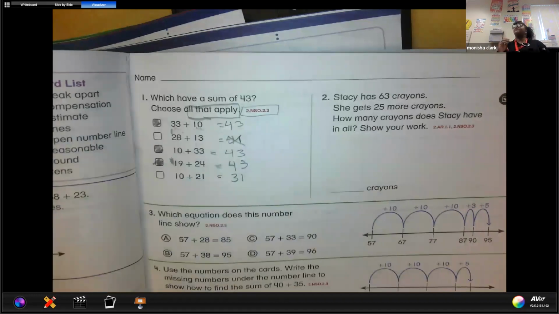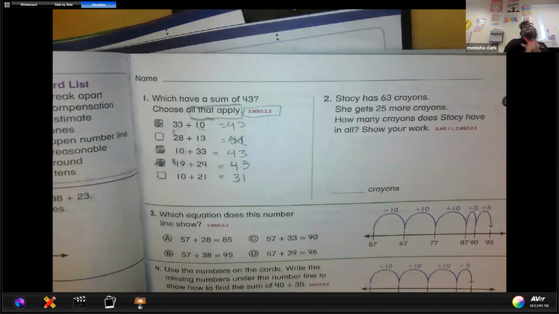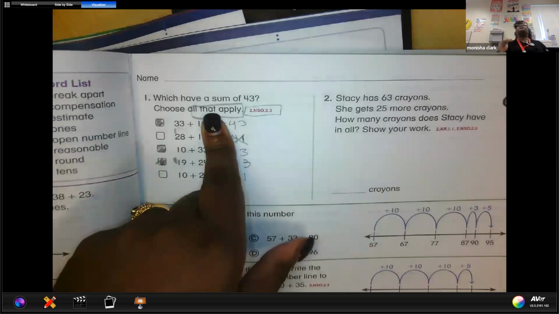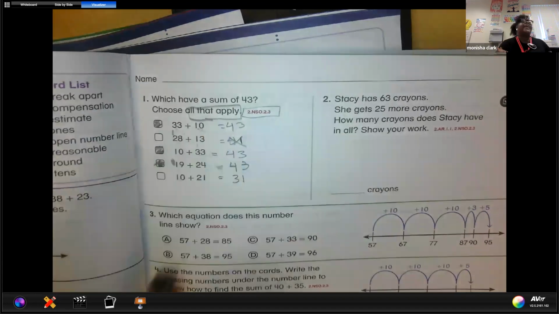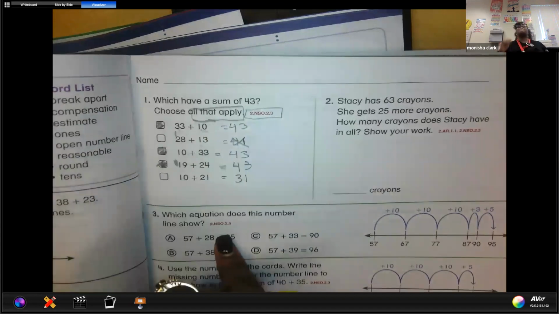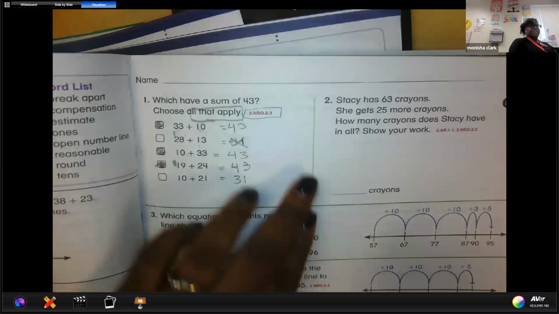So now, we carefully went through each problem. Do you see how this is important? You cannot just look at one answer and say, oh, 43, and circle it in. You must make sure when you see all that apply, that you check every one of those answers, even if it takes time. It may take time, but you still need to check. Do we understand?